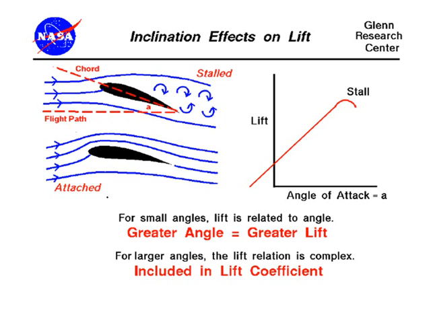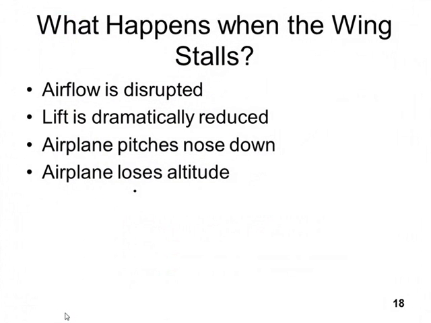All right, so here's a little better picture of what's happening when the wing gets stalled. You can see the airflow is all messed up. All right, fine. So when the wing stalls, the airflow gets disrupted, particularly on the top of the wing. And how much lift the wing has goes way, way down really, really fast.